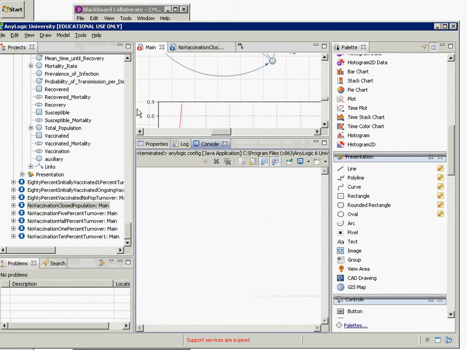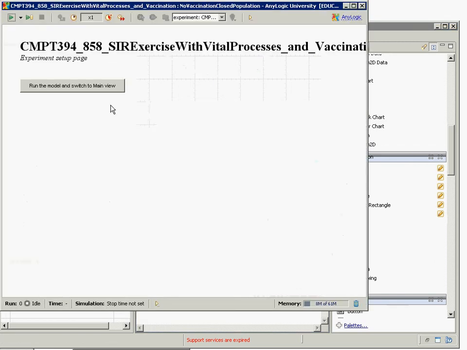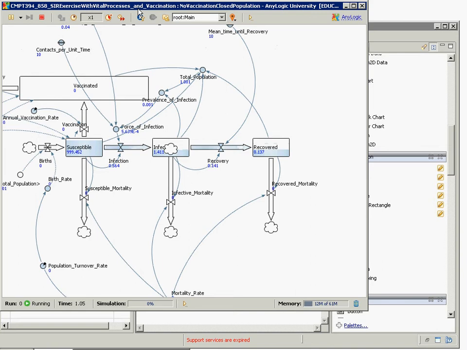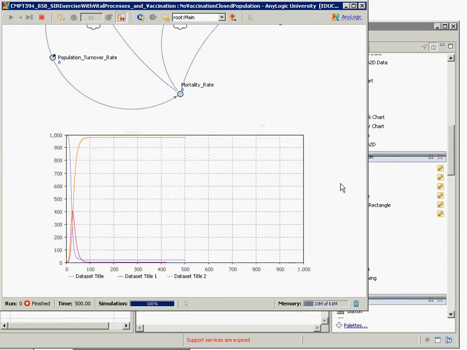I'm going to run it. You folks are welcome to follow along, and here we go. Let's run this out. No vaccination, closed population. Here we go. So what are we seeing there? Can anyone rehearse for me the narrative that I hope is now written in your minds clearly? What's going on here? Okay.